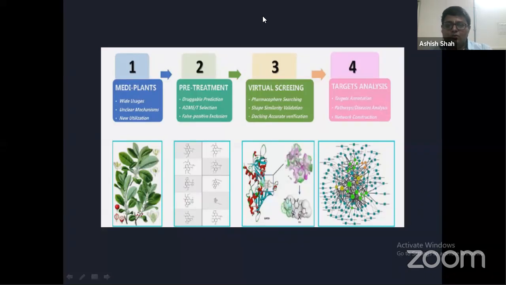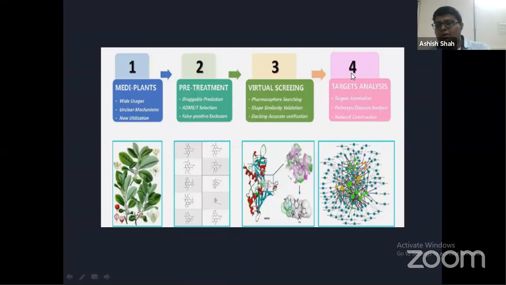First of all, you should have a medicinal plant, then go for a pre-treatment like ADME prediction. Then you can go for virtual screening. Virtual screening may be based on pharmacophore, ADME properties, similarity, and docking methods. So these are the methods you can adopt for virtual screening, and after virtual screening you can do a target analysis.